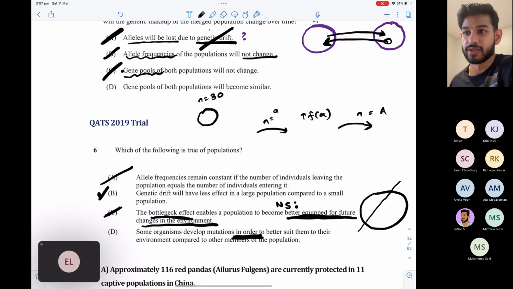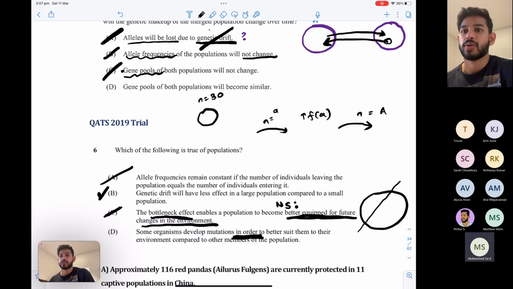Good, good. I like that answer. Mutations can be good or mutations can be bad. So that's one point here.